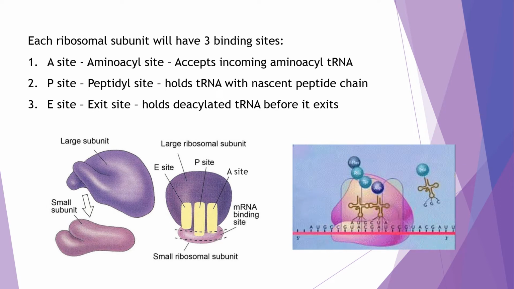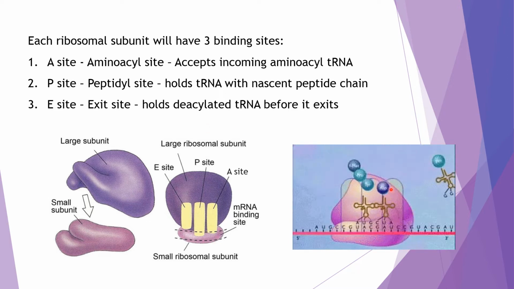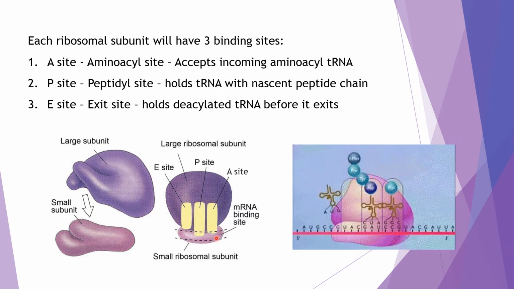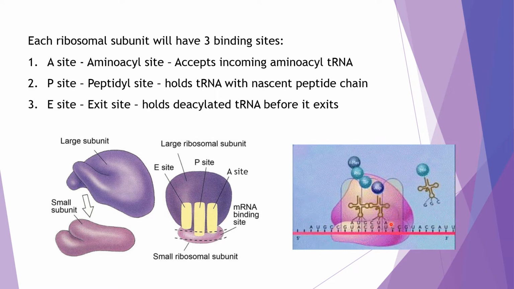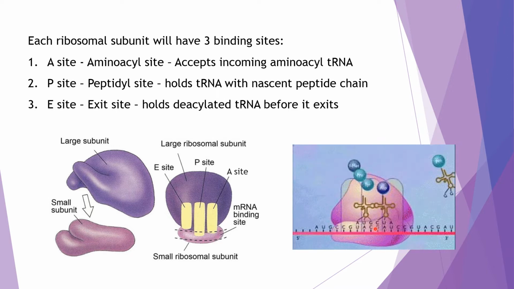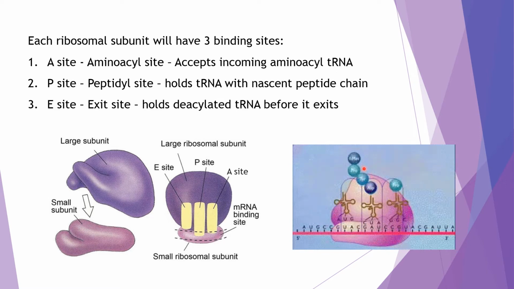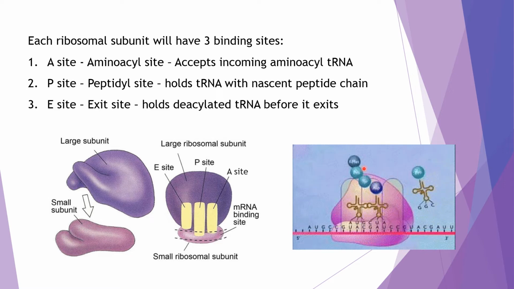The first one is known as the A site, or the aminoacyl site. This is the site that accepts the incoming aminoacyl tRNA. Then this is followed by the P site, or the peptidyl site, that holds the tRNA with a nascent peptide chain. A nascent peptide chain is that chain which is currently being built.